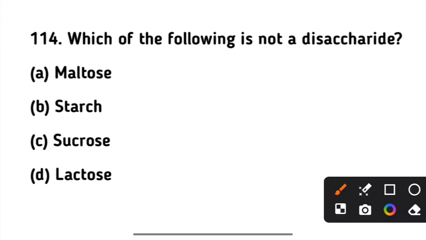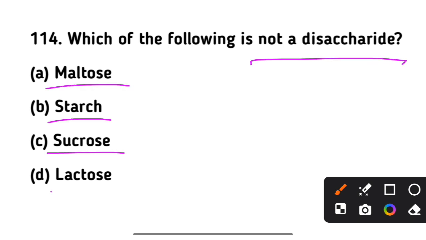Next, which of the following is not a disaccharide? Maltose, starch, sucrose, lactose. Option B is correct. Starch is not a disaccharide.